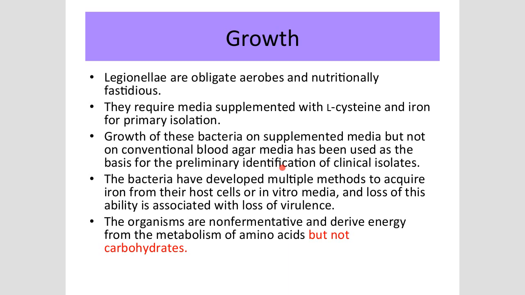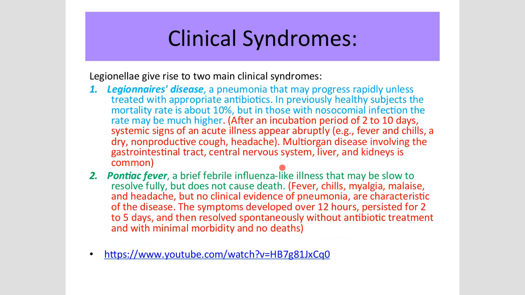We need to have L-cysteine and iron for primary isolation, the very important thing, right? The other important thing is that they are non-fermentative, so they will derive their energy from the metabolism of amino acids, but not carbohydrates. So that's an important thing if you compare it with the growth requirement of any previous bacteria. We talked about the diseases, Legionnaire's disease, right?